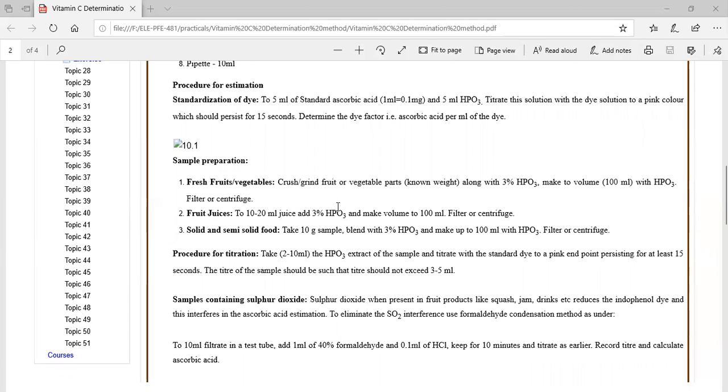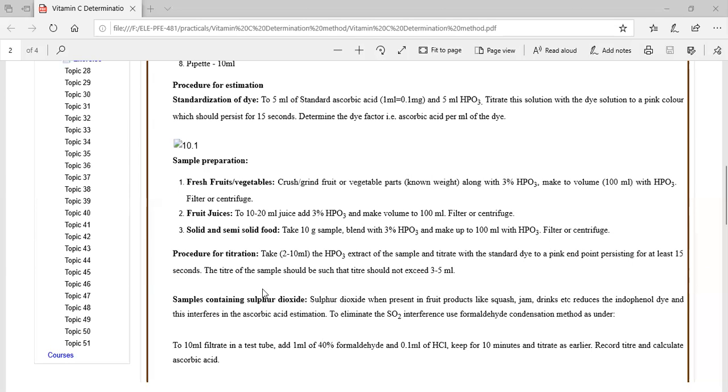Instead of crushing or grinding fruit, suppose you want to take fruit juices. Then take 10 to 20 ml of the juice, add it into the 3% HPO3, make the volume up to 100 ml, and again filter or centrifuge it. For solid and semi-solid food material, take 10 gram of the sample, blend it with 3% HPO3, make up again to 100 ml solution with the HPO3, then filter or centrifuge it.